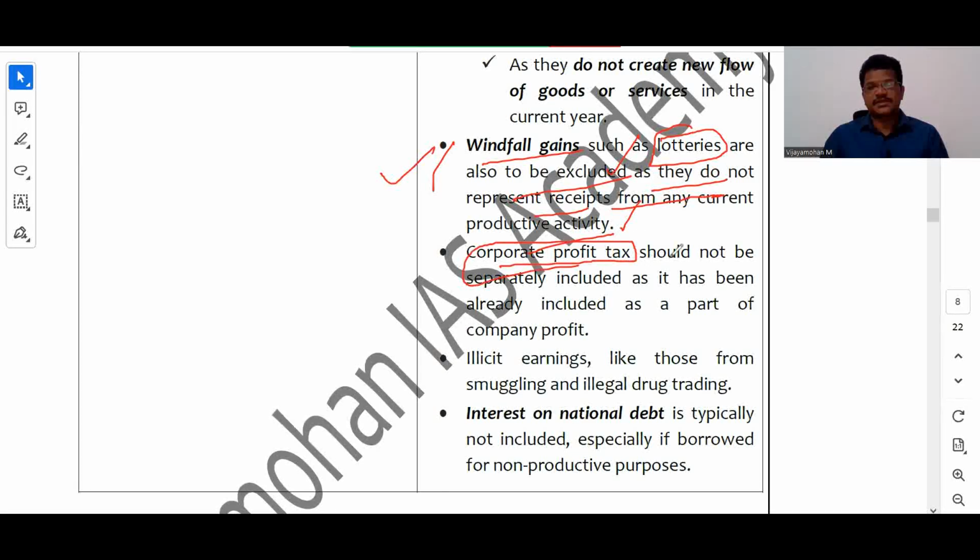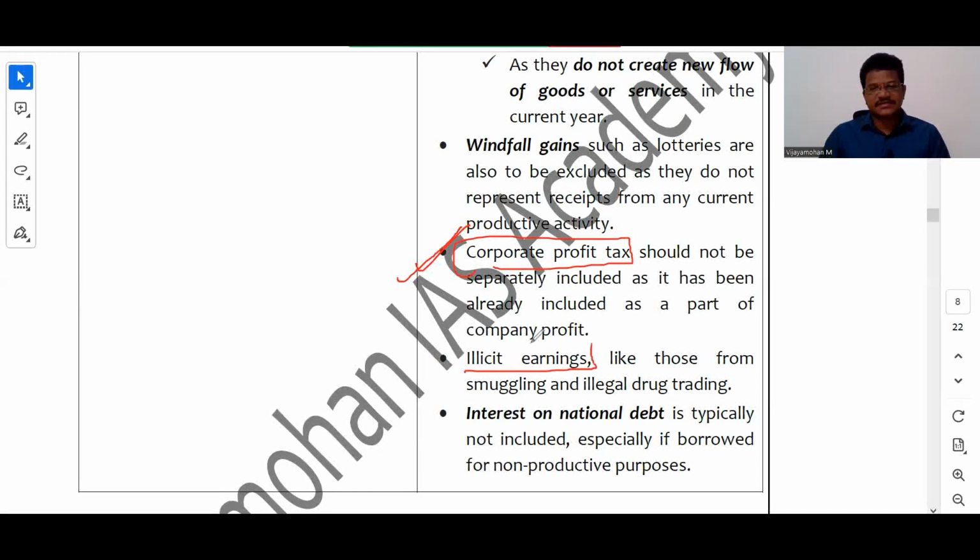Corporate profit tax should not be separately included as it has been already included as part of company profit. So this corporate profit tax, the corporate tax, is already included while calculating the company profit under operating surplus. So including it again, what happens? Double accounting happens. So this corporate profit tax also need not be consciously included again. It is already included in the profits calculated in the operating surplus component. In that component it will already be included, so there is no need to do double accounting, right?